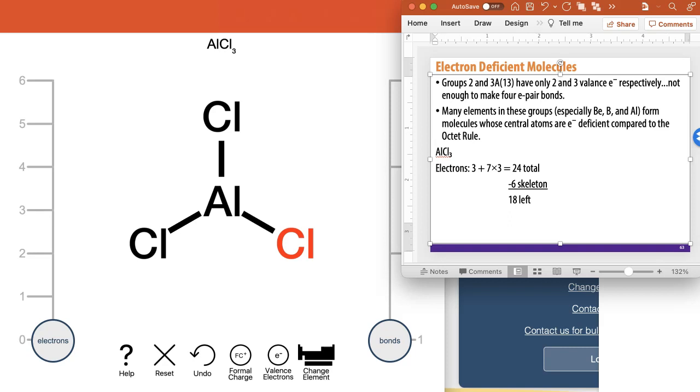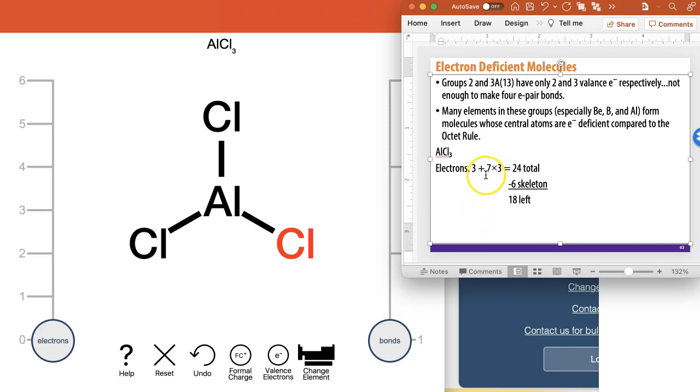For AlCl₃, this is another one of our sort of octet rule exceptions. This is an electron deficient molecule. Group 2 and group 3 elements only have 2 and 3 valence electrons, and so in general they run out of electrons before they can make 4 bonds. In general, it's going to be best to draw Lewis structures that don't get to a full octet. So we'll see what that looks like.